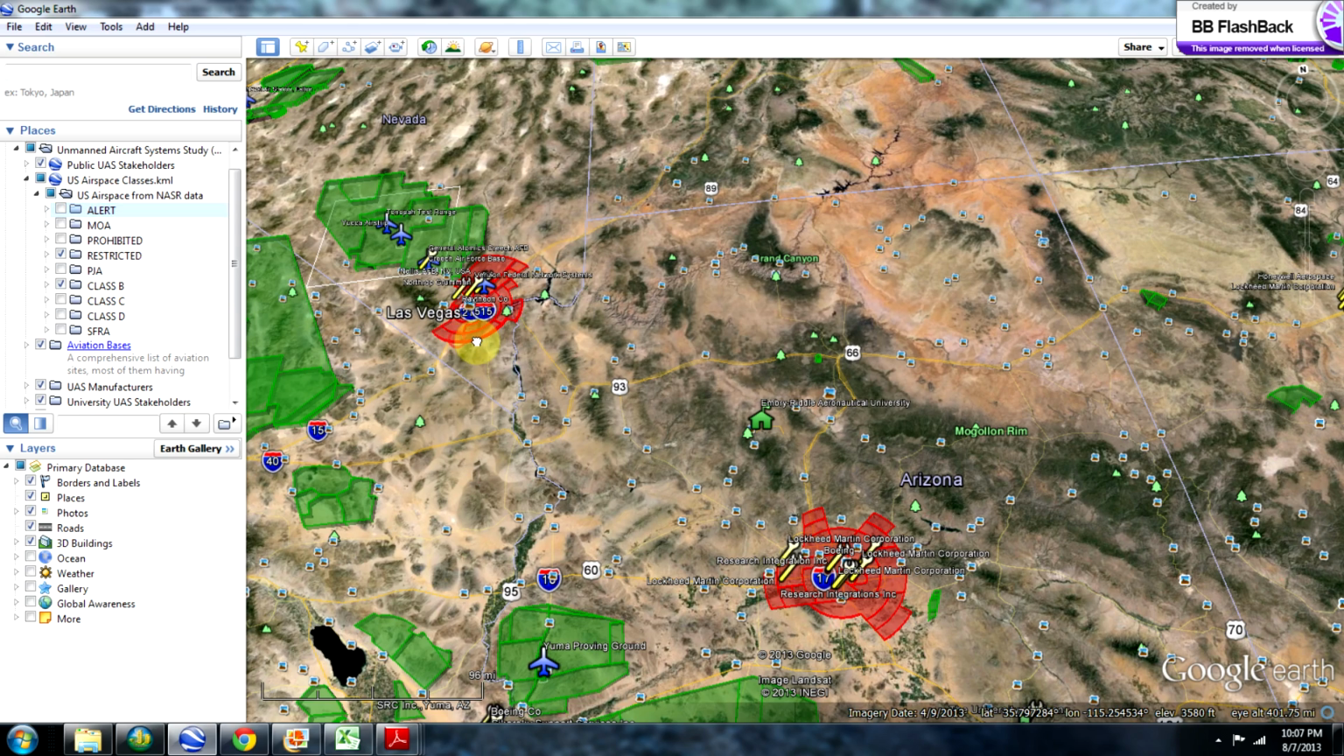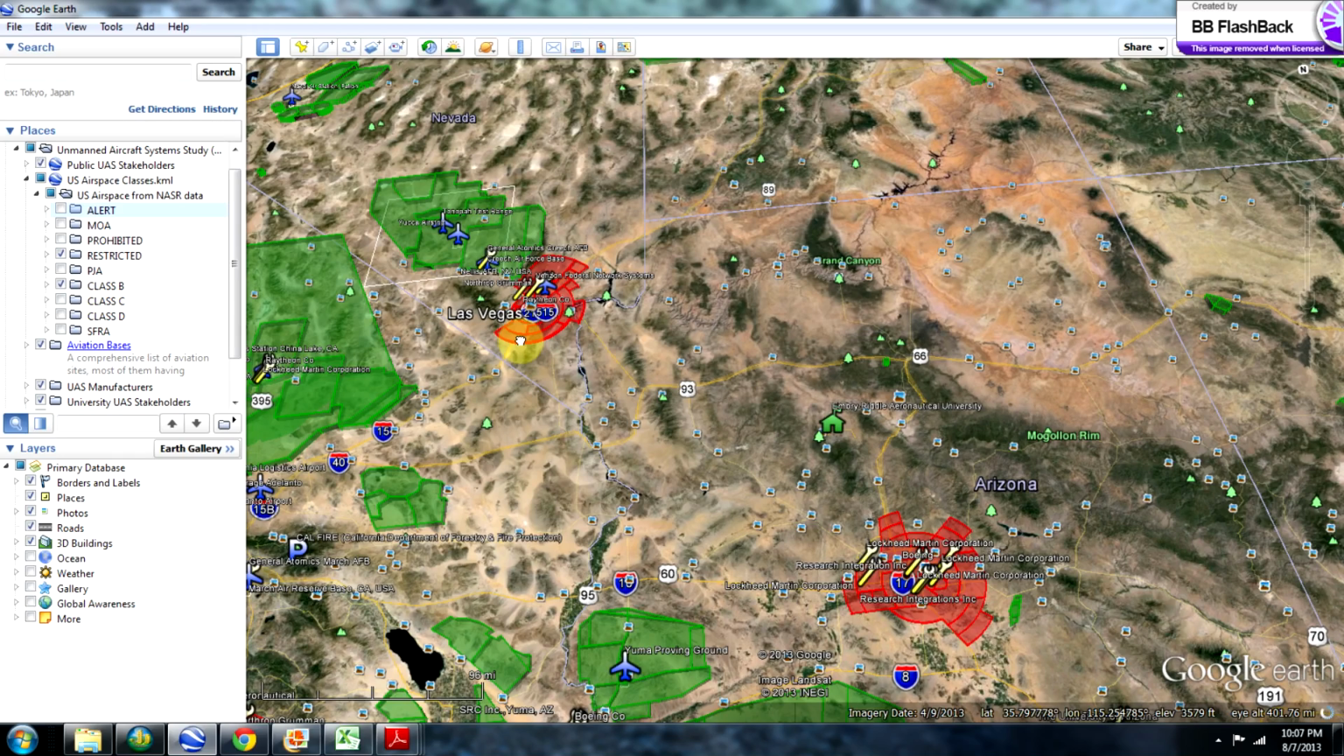So what is Class B? Class B is the majority of space that would be associated with an aerodrome around a large international airport in the United States.